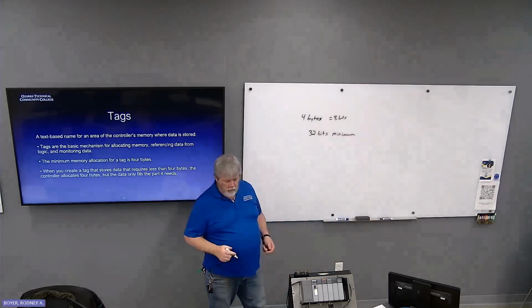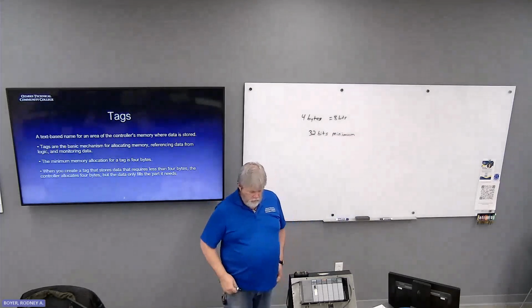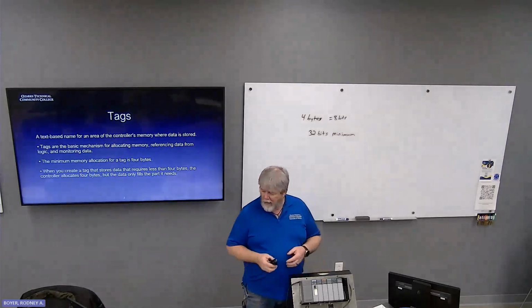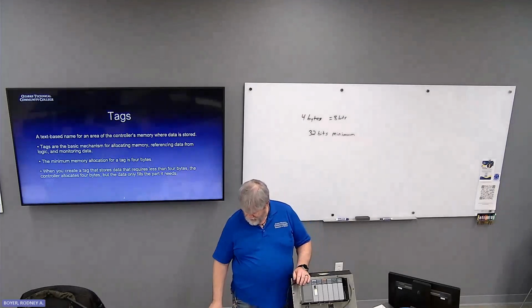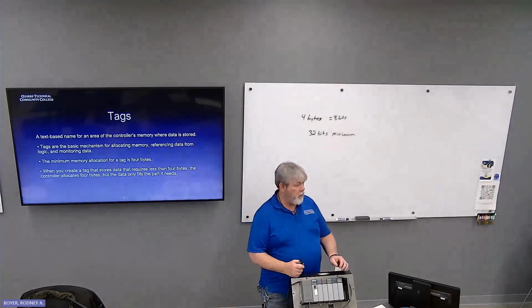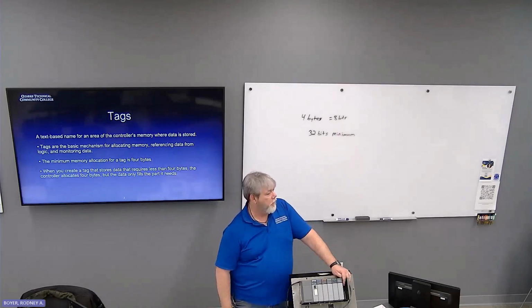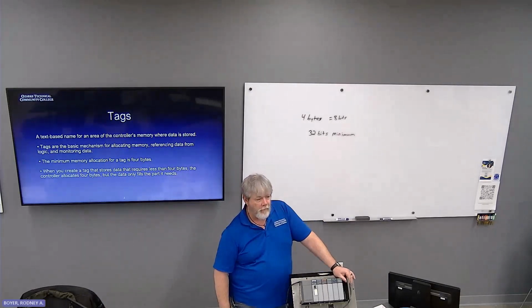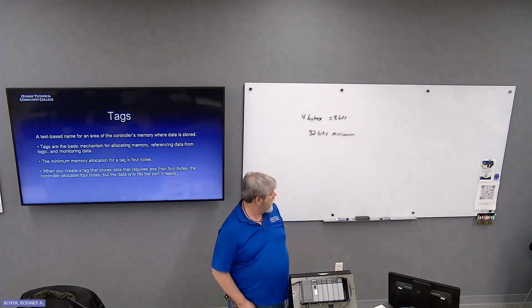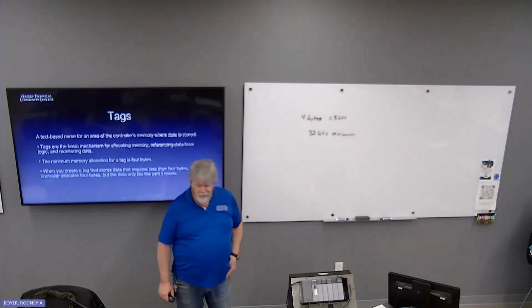Which means that when you create a tag that stores less than 4 bytes or 32 bits, it's going to consume 32 bits anyway. That's the minimum. What does it put in the blank spaces? It is unavailable. They'll all be zeros. But you can't access it anyways. Doesn't matter what's in there. So you have a minimum of 32 bits.